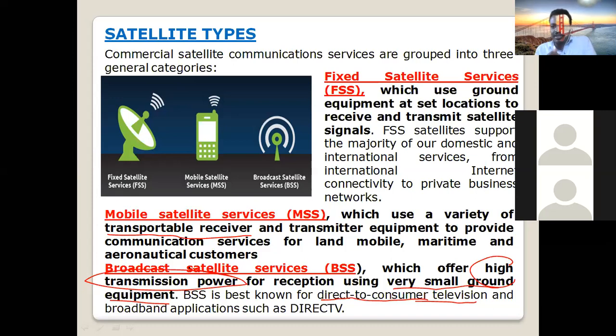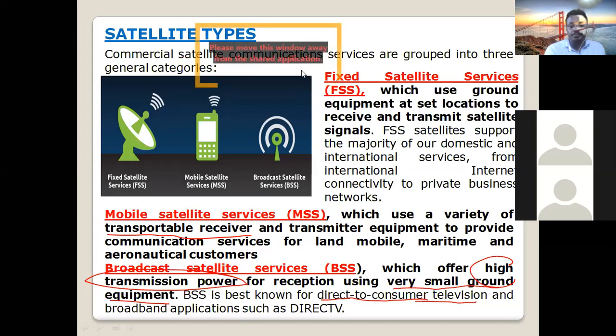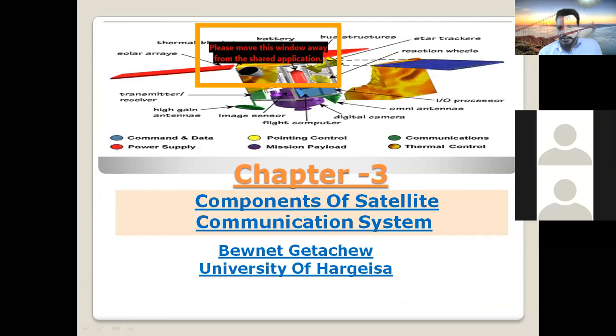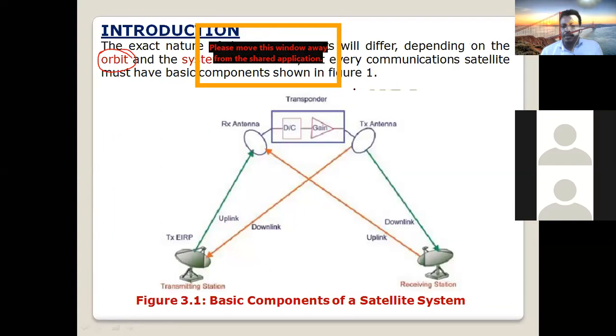So what do you understand here? The type of communication components depends on what? It depends on which type of satellite service. Is it fixed? Is it mobile? Is it broadcast? So what I'm trying to tell you is, before we discuss components of the satellite communication system, the type of components we use depends on two factors.